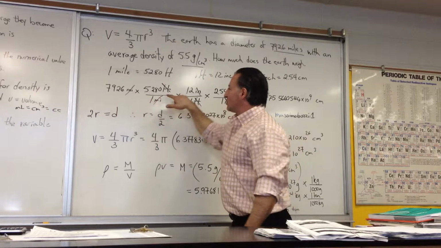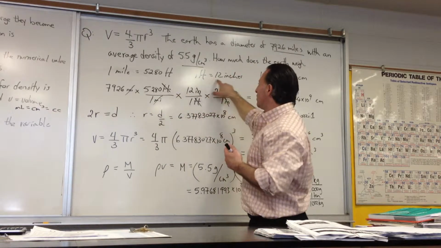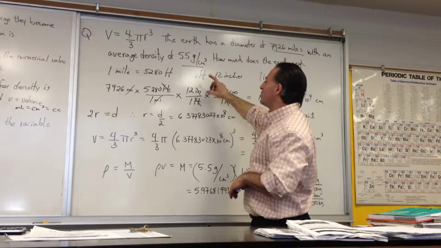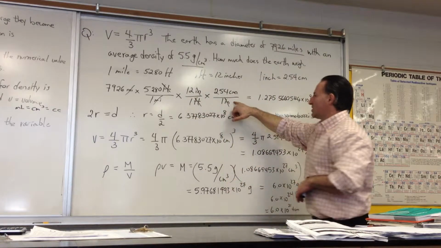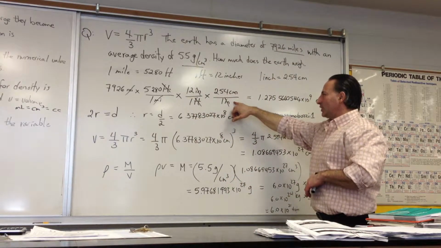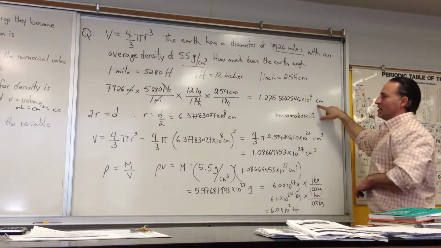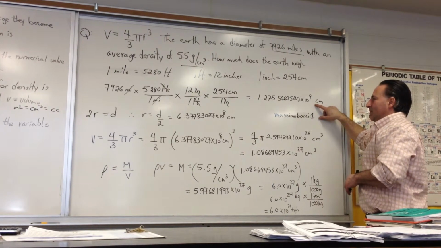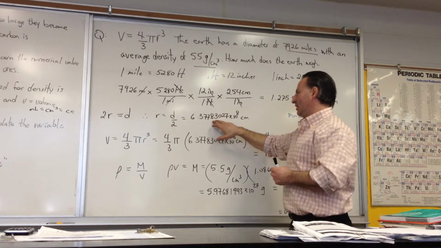After you've canceled miles, you have the diameter of the Earth in feet. Now you want to cancel feet, and we know that the conversion factor from feet to inches is 1 foot per 12 inches. So you're going to put inches on top, feet on the bottom, so that feet can cancel. The same idea with centimeters per inch. And the final answer, with everything canceled, gives you the diameter of the Earth in centimeters. The diameter of the Earth is twice the radius, so we're going to divide by 2 to find the radius. That's what we did here.